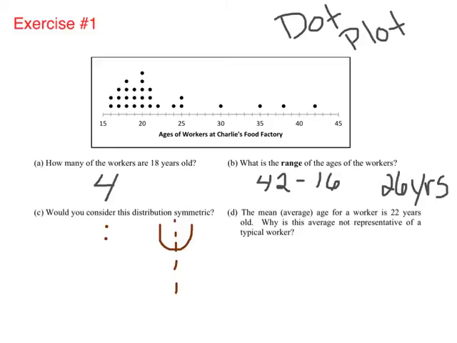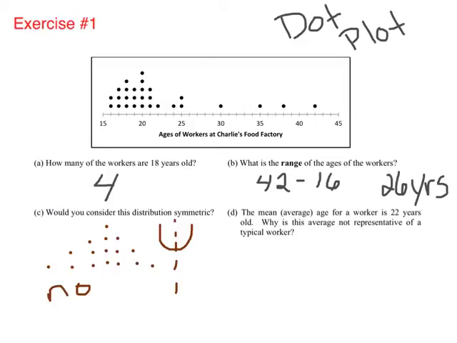A perfectly symmetrical dot plot would look like this. You have your dots down the middle, and that would be a symmetrical dot plot. Equal number on the left-hand side as on the right-hand side. So the answer here is no.